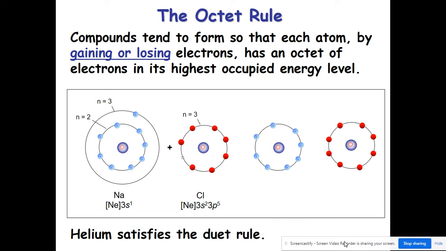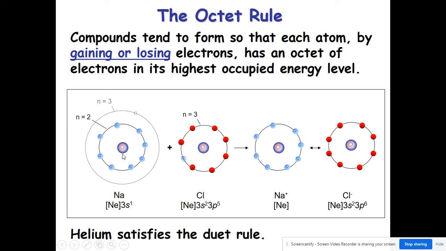So if you look here, here we have sodium. Sodium starts with a shorthand configuration of neon 3s1. We have chlorine here. It starts with a shorthand configuration of neon 3s2 3p5. When they form a compound, sodium chloride, what happens is that sodium transfers a valence electron to chlorine. Now sodium's lower energy level has 8 electrons, so it looks just like neon. Now it's Na+. Chlorine likewise has 8 electrons in its outer energy level, so now it looks just like argon.